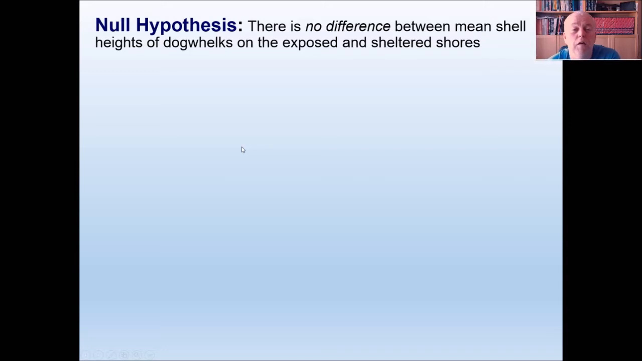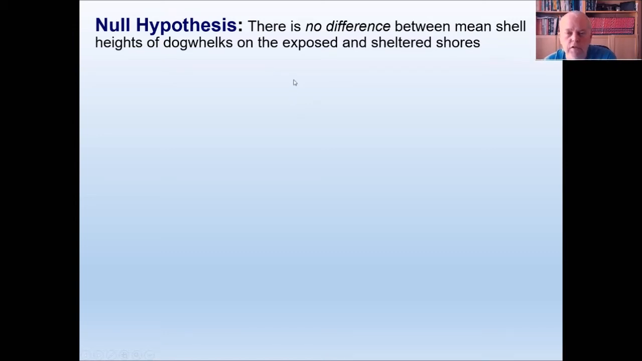So in this case, the null hypothesis is relatively straightforward. We're saying there's no difference between the mean shell heights of dog whelks on the exposed and sheltered shores, or exposure of the dog whelks to wave action and a hostile environment has no impact on the shell height. Okay, so a straightforward null hypothesis.